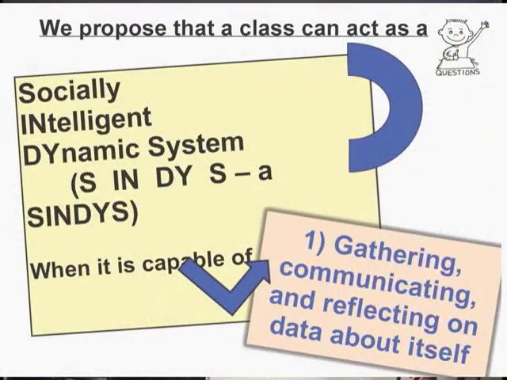as we know, okay? But groups of people are what we call socially intelligent dynamic systems, and we regularly get information about our health, for example, in our cohorts, and economic information, and we use this, hopefully, to have a better life, okay? So a class can act as a socially intelligent dynamic system when it is capable of gathering, communicating, and reflecting on data about itself.